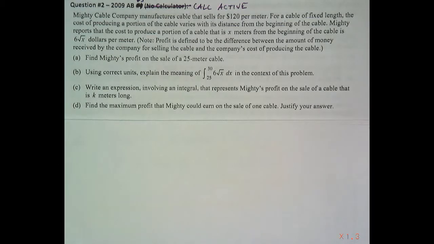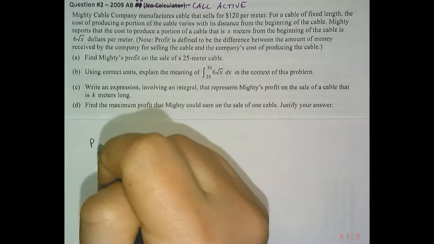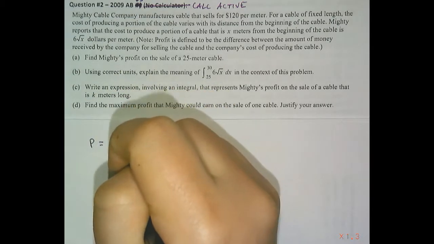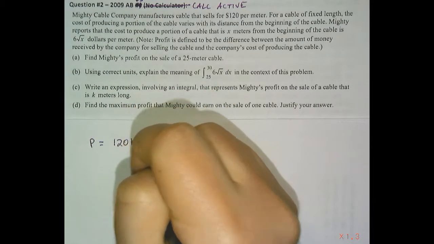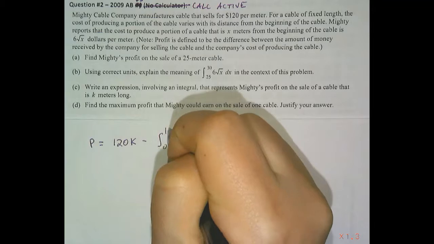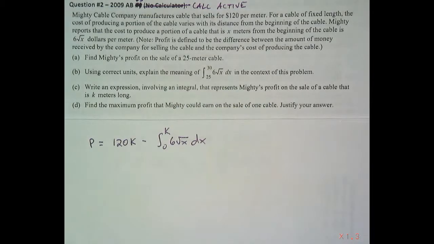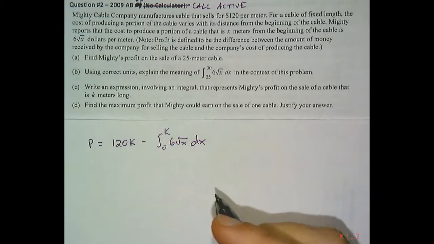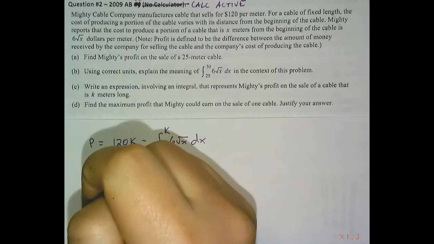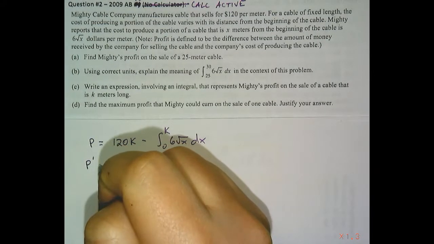Part D, we're looking to maximize profit. So since we already have the expression for profit, I'm just going to rewrite it down here. If we want to maximize a function, what we're going to look for is critical values. The critical values will help us either find local maximums or absolute maximums if we have a closed interval. So to find a critical value, we first need to take the derivative.